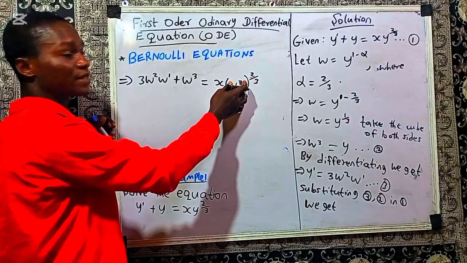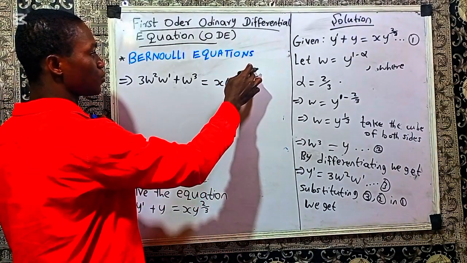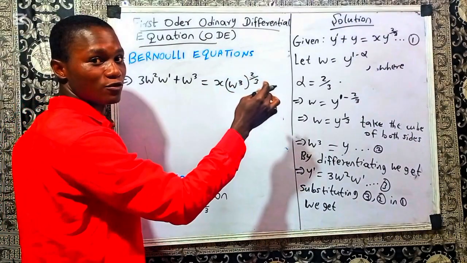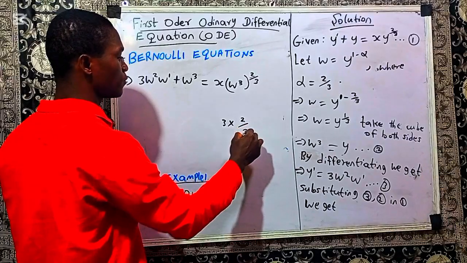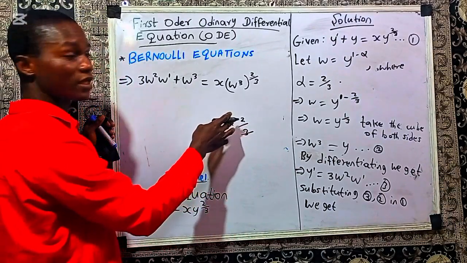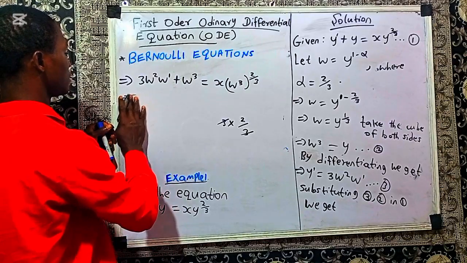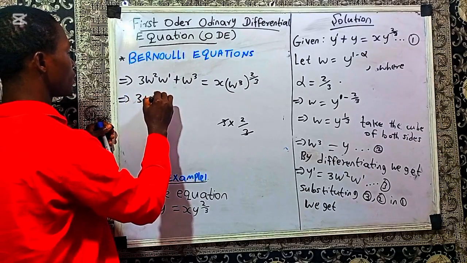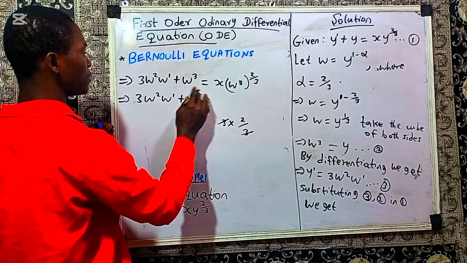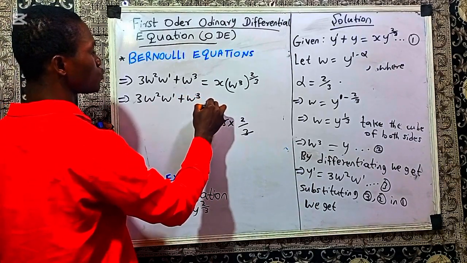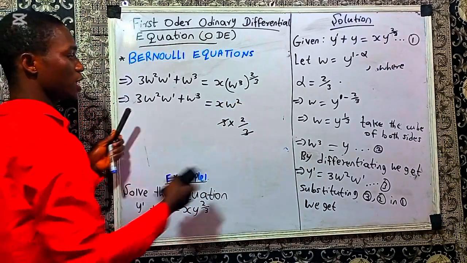Now we can simplify this further. Because w raised to power 3, then raised to power 2 over 3, by the law of indices you multiply the indices. That's 3 times 2 over 3. The 3 cancels 3, remaining index 2. So this simply implies 3w raised to power 2 w prime plus w raised to power 3 is equal to x w raised to power 2. That's what we now have.